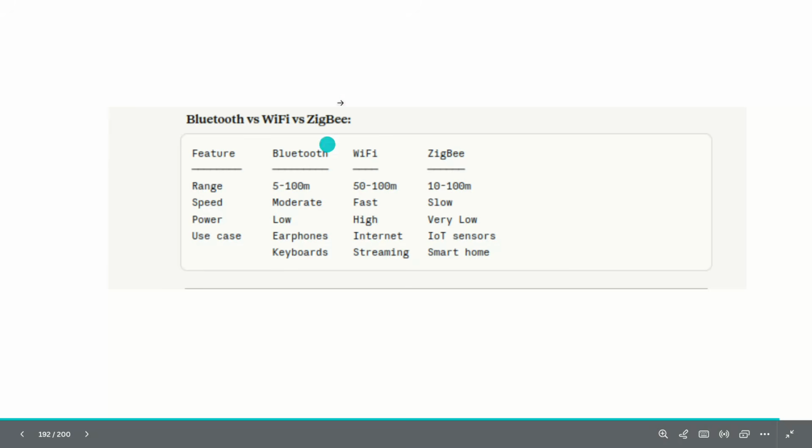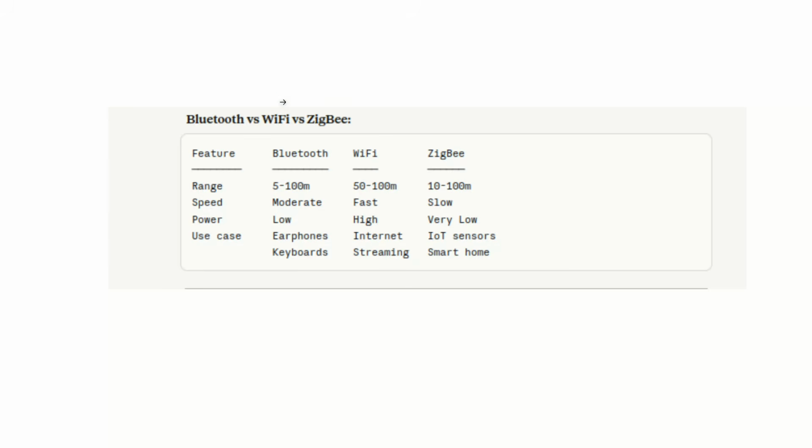You have to understand the small differences between them from the perspective of range, speed, power and use case. These are the four things you can differentiate them with. Range: Bluetooth is 5 to 100 meters, Wi-Fi is 50 to 100 meters, Zigbee is 10 to 100 meters. Now speed: the fastest is Wi-Fi, Bluetooth has a moderate speed, and the slowest is Zigbee.